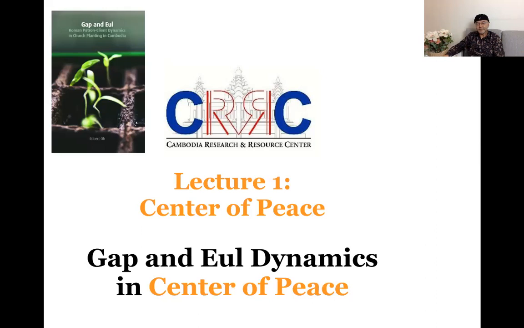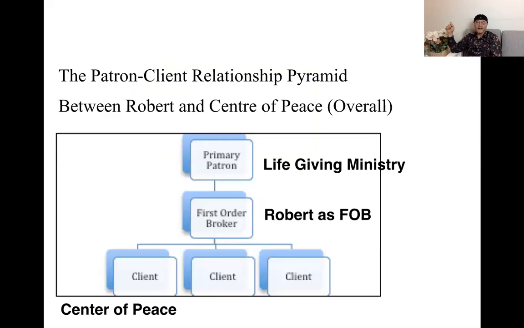Central Peace, lecture one. Kap and Ur dynamic in Central Peace. Central Peace was an orphanage, and I started ministering here in 2007. The patron-client relationship pyramid between Robert, me, and Central Peace overall. This is a big picture of patron-client. My primary patron is the organization that I belong to called Life-Giving Ministry. That is in America. People give to that organization, and that organization now supports me.